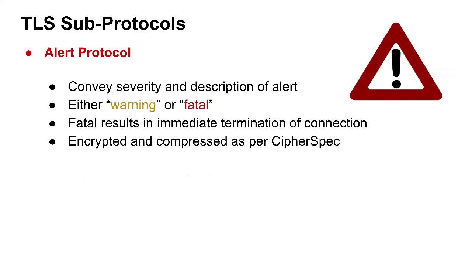The alert protocol does what its name indicates. It conveys alerts along with a severity and description of that alert. They can be either warning or fatal alerts, where a fatal alert will end up in the immediate termination of that connection. And the alerts are encrypted and compressed by the algorithms and keys negotiated in the connection.